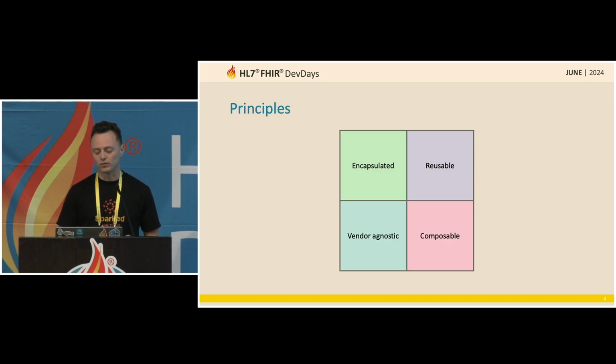Finally, decision support services should be composable. They should be able to be combined, using their standard interfaces to create more complex systems. An example of this might be the use of a service to calculate a comorbidity index as an input for another service that predicts the risk of rehospitalization.